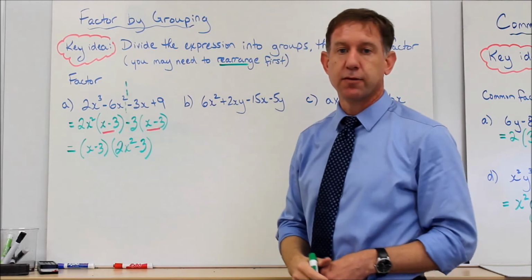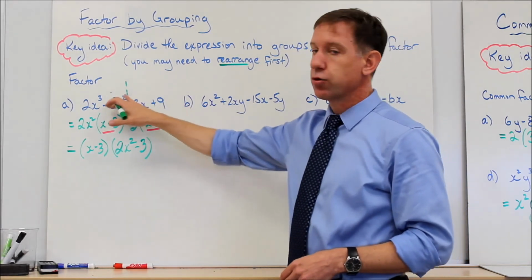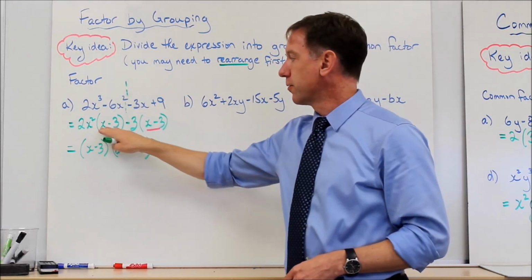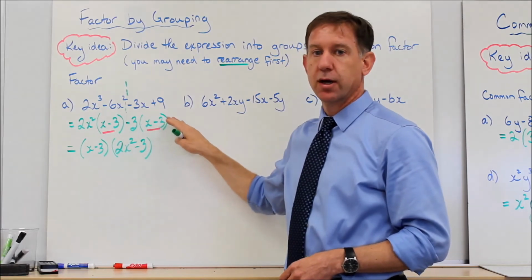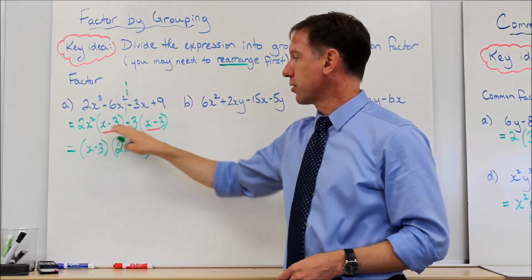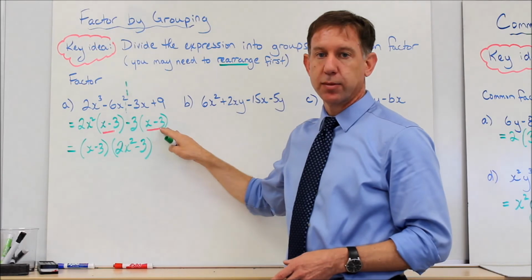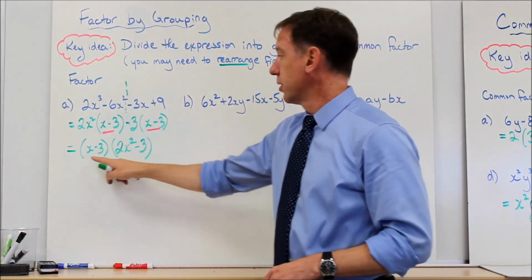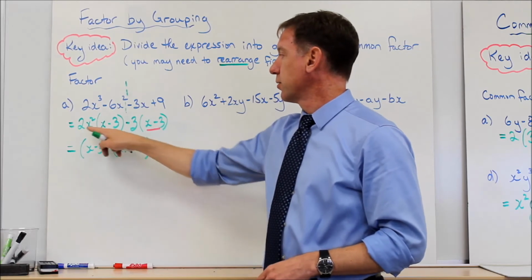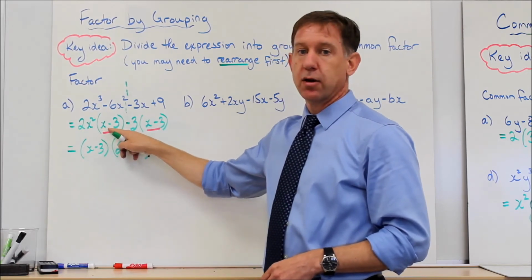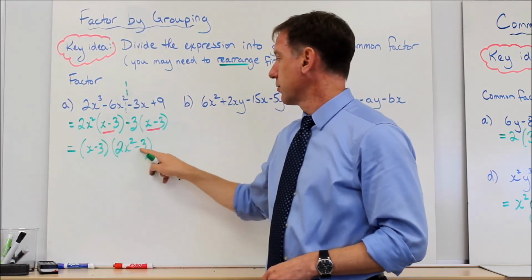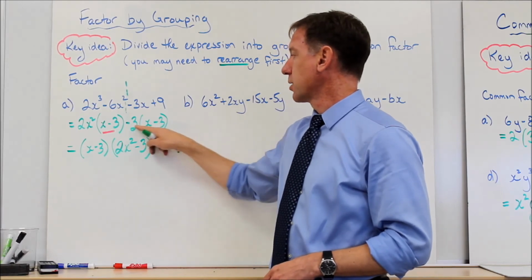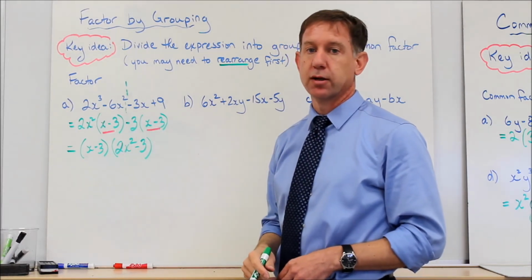And now we've done factor by grouping. We've made groups, we've common factored the first part, common factored the second part, and then finally common factored that matching bracket, that common bracket, to get our last expression. Check as always, bracket times 2x squared is 2x squared times bracket, and also bracket times negative 3 is the expression up here, bracket times negative 3. So we know we've done it correctly.